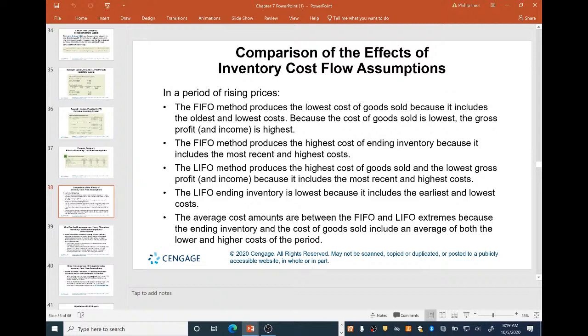Okay, so we went through that. So it says here the average cost amounts are between the FIFO and LIFO extremes, because the ending inventory and the cost of goods sold include an average of both the lower and higher periods. So we can see that. So the weighted average cost rate is in between, which makes sense because it's just an average, the same unit cost applied to ending inventory and cost of goods sold. These obviously are opposite ends of the spectrum. So when prices are rising, one's different than the other as far as cost of goods sold, and then vice versa. So it makes sense there.